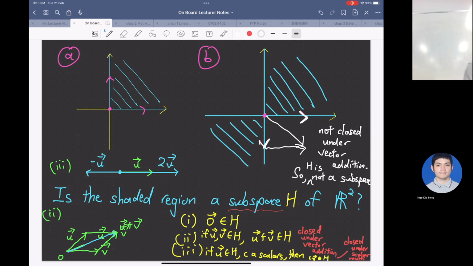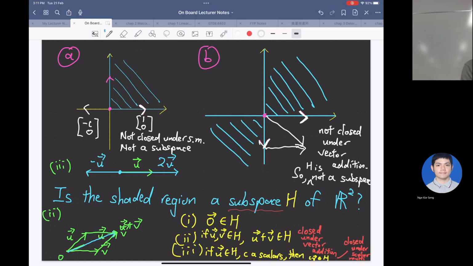How about A? If you scale any vector, will you go out of the shaded region? Yeah. How? If you pick this horizontal, maybe you pick the (1, 0) vector again. If you scale negatively, then you will go to the left-hand side, then you go out of the shaded region. So this one, I need to write, not closed under scalar multiplication.